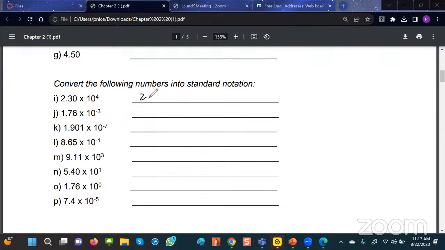23,000. 23,000. Yes, that's correct. What about the next one? .00176. Okay, very good. What about the next one? .601901. Okay, so you're saying that there are 6 zeros first after the decimal point, which I think is correct. Yep. And then 1901. All right. Okay, what about the next one?